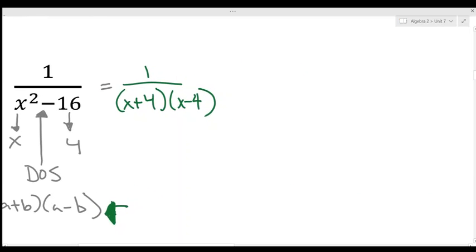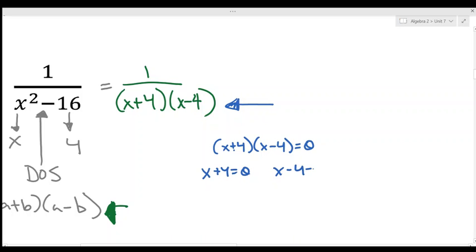Now, again, we're going to find points of discontinuity. So we're going to set the bottom equal to 0. So we have x plus 4 times x minus 4 is equal to 0. We set both parentheses equal to 0, so we get x plus 4 equals 0 and x minus 4 equals 0. Solve for both, and I'm going to do this quick.